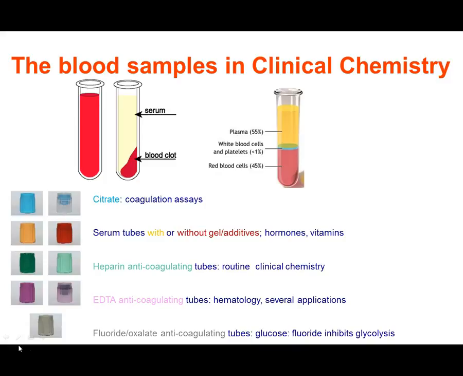As said, we most times use blood samples in clinical chemistry. Blood can be left to clot, and then when we centrifuge it, it is separated into serum and a blood clot. The serum can be used for measurements, but when the blood is not clotted, it's separated into plasma, white blood cells and platelets, and red blood cells. That all can be used for different analysis.